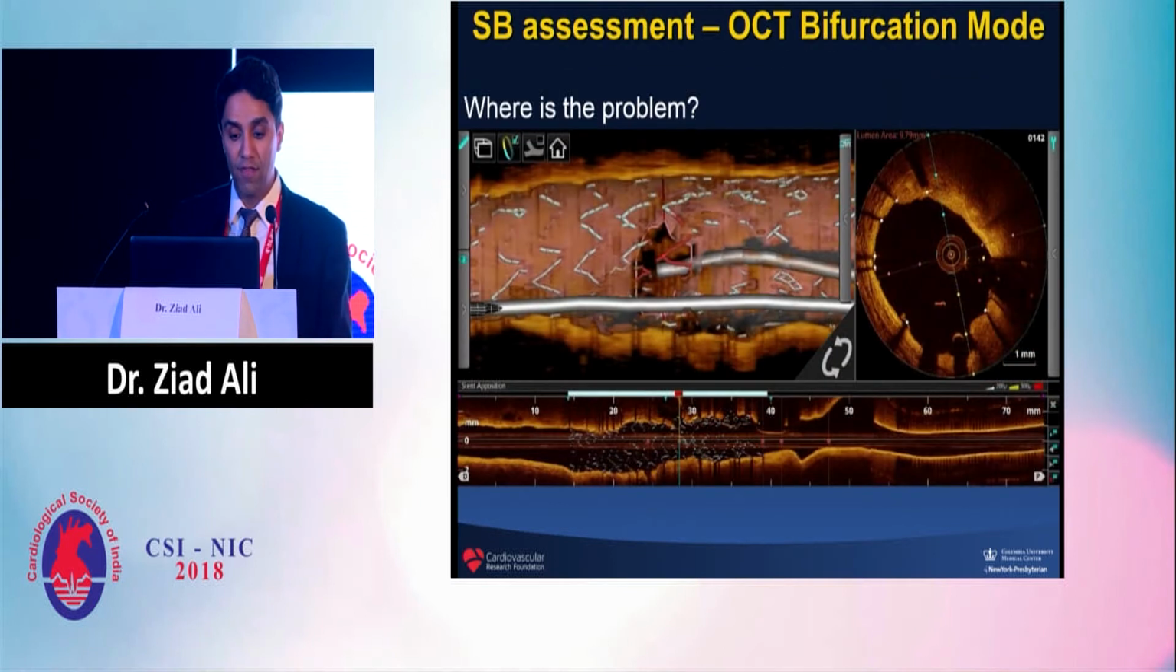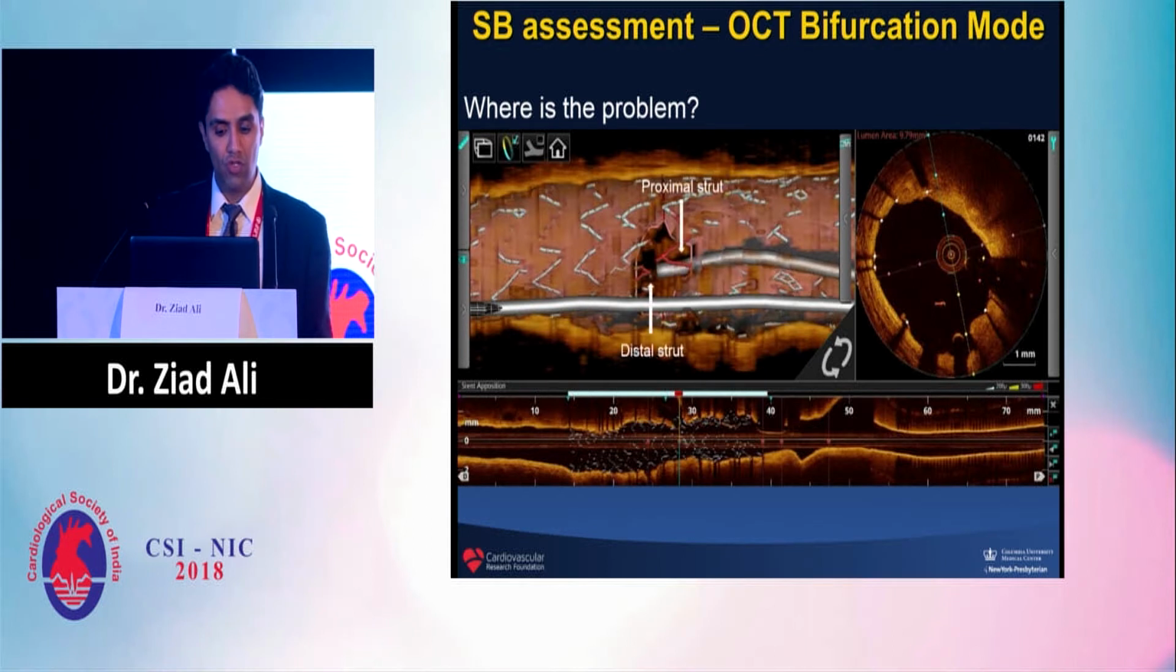And by turning on this 3D bifurcation mode, we can see where the problem is. The problem is that the wire has crossed through the proximal strut instead of the distal strut. And so this is problematic.